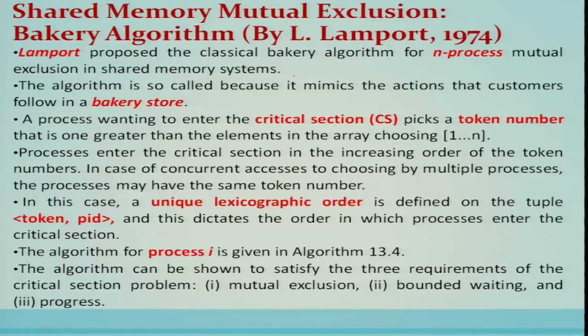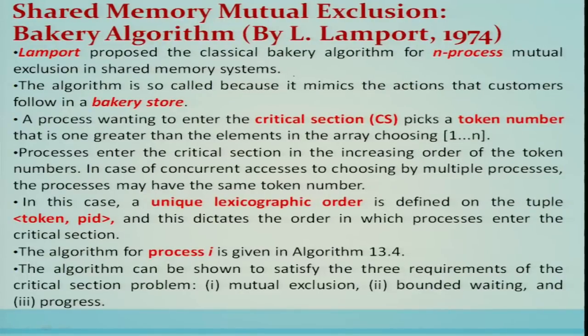Processes enter the critical section in the increasing order of the token numbers. In case of concurrent accesses to choosing by multiple processes, the processes may obtain the same token number. In this case, a unique lexicographic order is defined on the tuple token and PID, and this gives a total order, which dictates the order in which the processes enter the critical section. The algorithm for process i is given in the next slide.